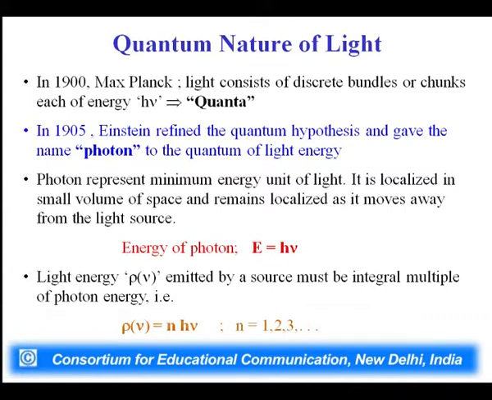It is localized in a small volume of space and remains localized as it moves away from the light source. Hence, the energy of a photon is defined by E equal to h nu, which is known as a quanta or a photon. Light energy emitted by the source must be an integral multiple of the photon energy, that is, E is equal to n h nu, where n may be 1, 2, 3 and so on.